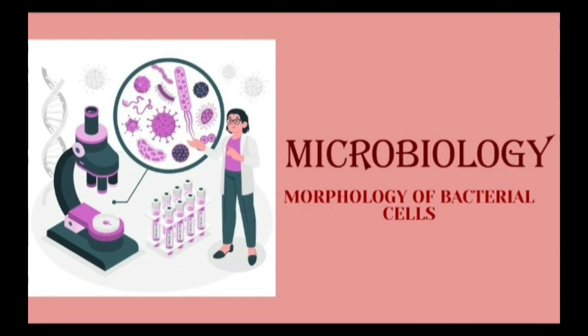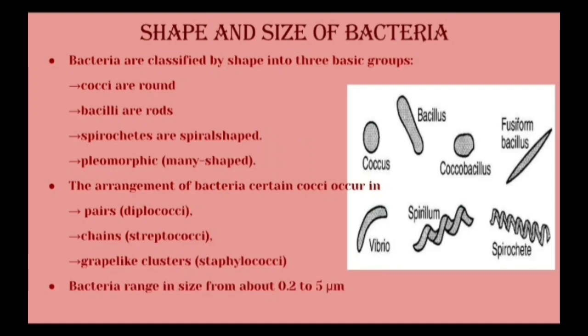So in this video we'll be studying the morphology of the bacterial cell, a chapter in microbiology. Firstly, we'll be looking at the shape and size of the bacteria. Bacteria can be classified based on shape into three basic groups: cocci, bacilli, and spirochetes. Cocci are round shaped, bacilli are rod shaped, and spirochetes are spiral shaped.